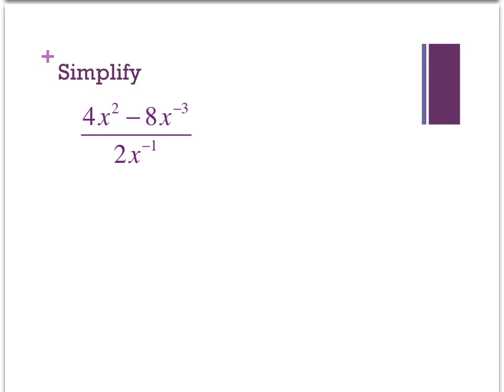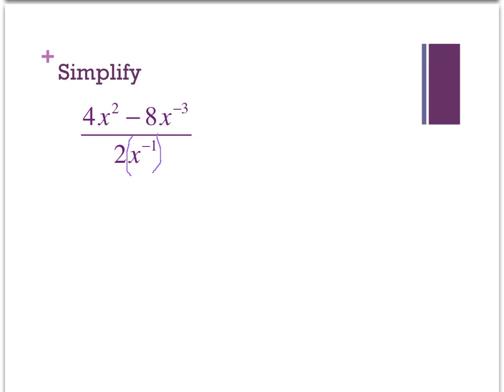Our first example is 4x squared minus 8x to the negative third over 2x to the negative 1. It looks like the previous ones where we've been able to move things upstairs and downstairs, but the problem here is that this subtraction on the top means we can't really move that 8x to the negative third without moving the 4x squared with it. The denominator is a little bit simpler. We can take this x to the negative first and move that upstairs. Since the 2 is not technically being raised to the negative first, that's going to stay downstairs.